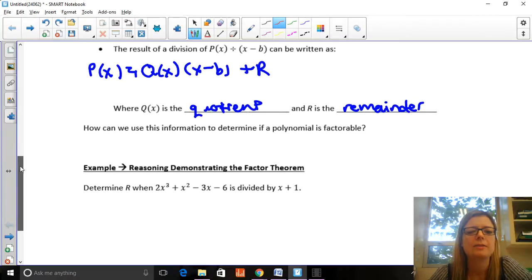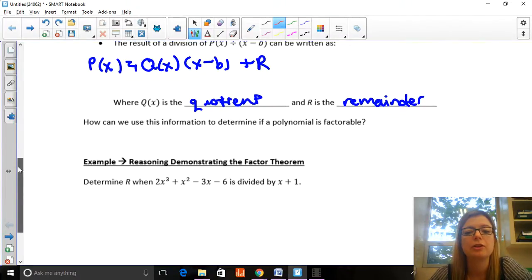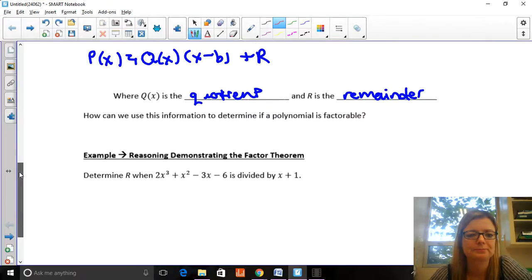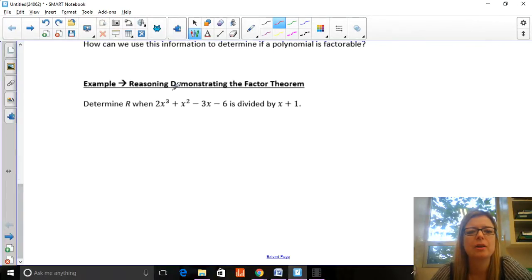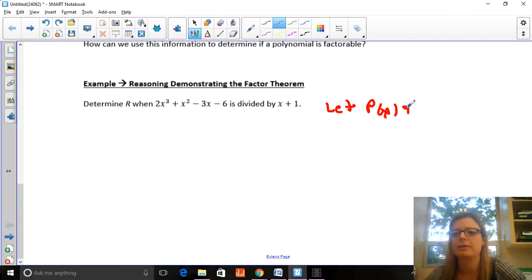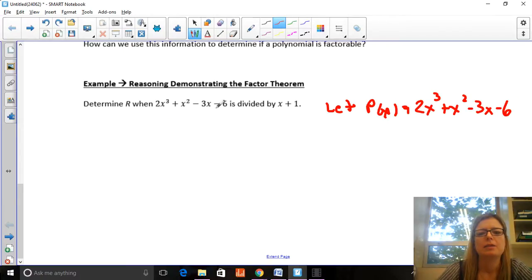So how can we use this information to determine if a polynomial is factorable? Let's say the polynomial we're given is 2x cubed plus x squared minus 3x minus 6. Over here to the side, we can say let P at x be equal to 2x cubed plus x squared minus 3x minus 6. Okay, so what happens when we divide by x plus 1?